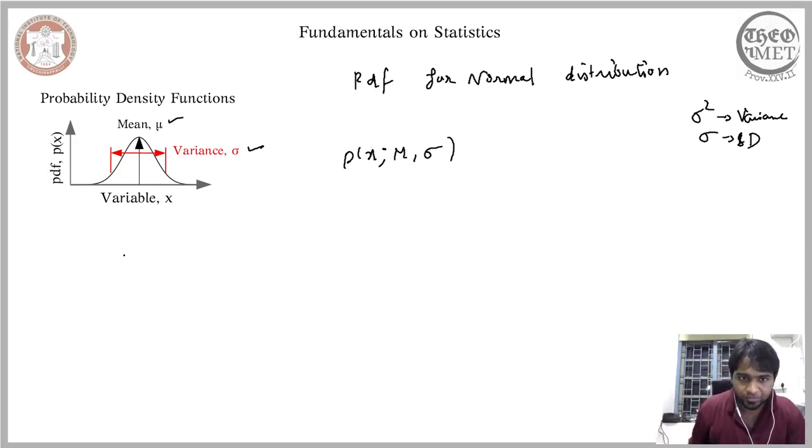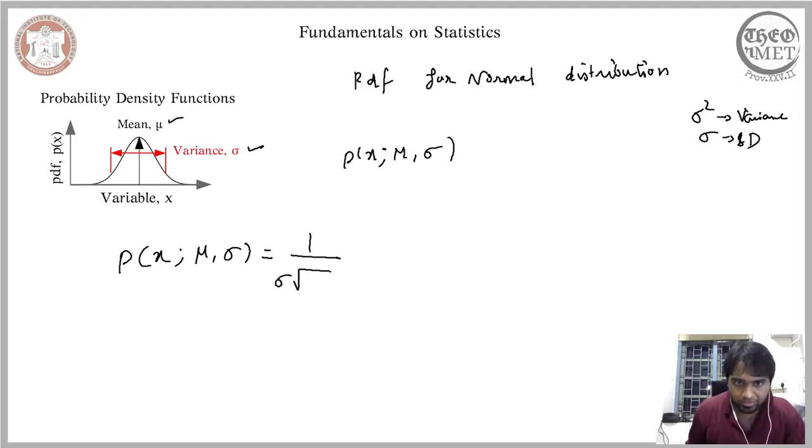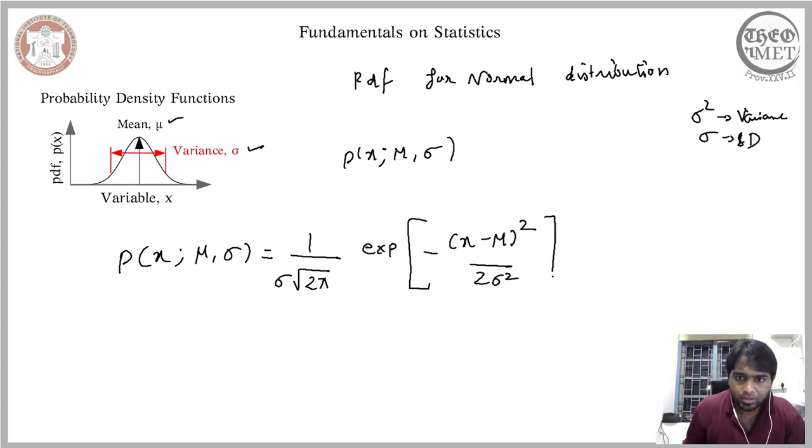And this expression here, the probability density function of the normal distribution, which is based on the independent variable x and governed by the parameters mu, that is the mean, and sigma, the standard deviation, is of this form: 1 by sigma root of 2 pi, and exponential of minus (x minus mu) whole square by 2 sigma square. So this is the expression for the curve, the function that we observe for the normal distribution.